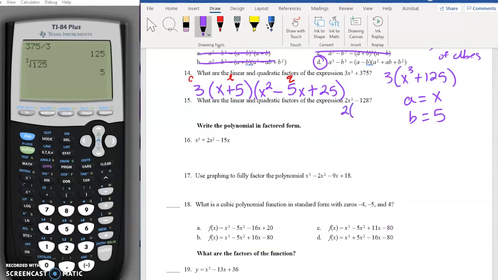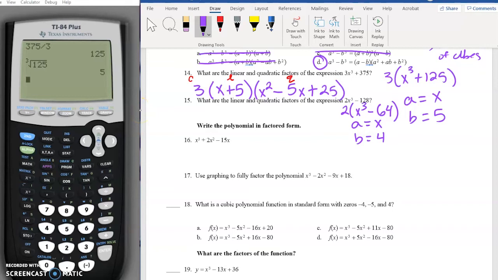2x cubed divided by 2 will just be x cubed, minus 128 divided by 2 is 64. And so then let's identify a and b. A in this case is x, just like it was last time. Cube root of 64 is 4. Again, do the math in the calculator if you don't remember that off the top of your head.